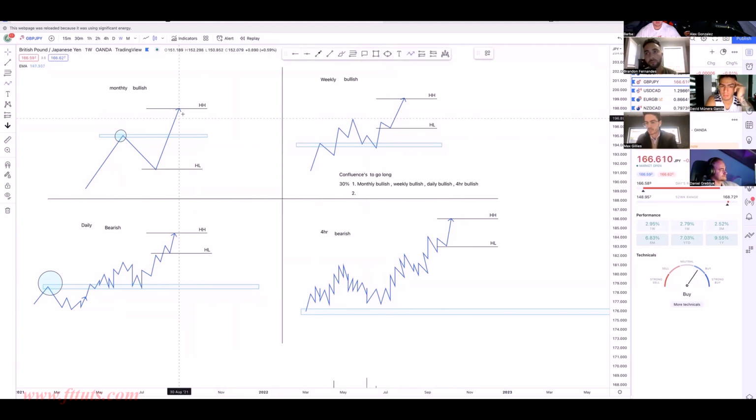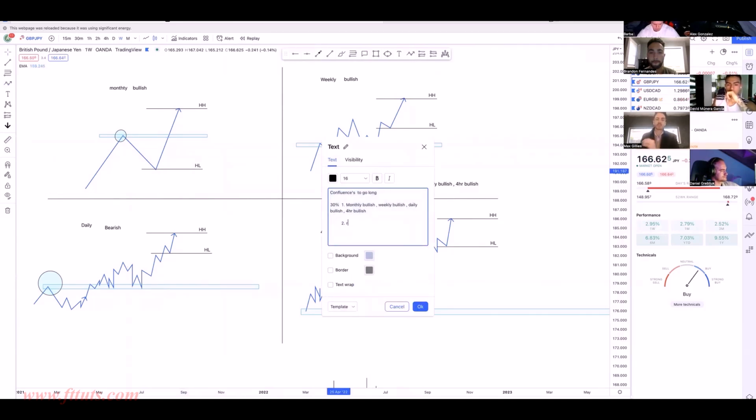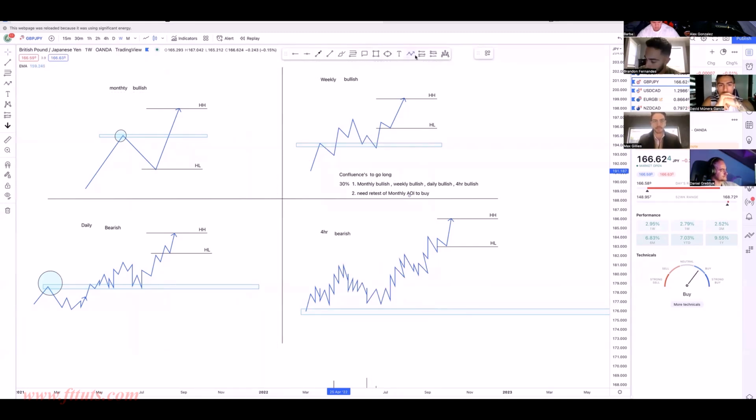So right now that we are at a higher high, we can't buy at a higher high on the monthly. It just can't happen, because a monthly can only keep going so much. The monthly needs to have a retracement. So we need to buy at our area of interest, which is the previous structure point. So for number 2, we would put: need retest of monthly area of interest to buy, right? Until price comes into this point right here and retests this resistance as support, we cannot buy.